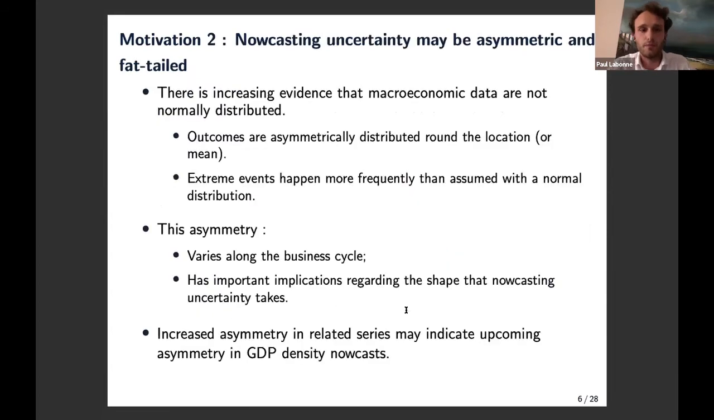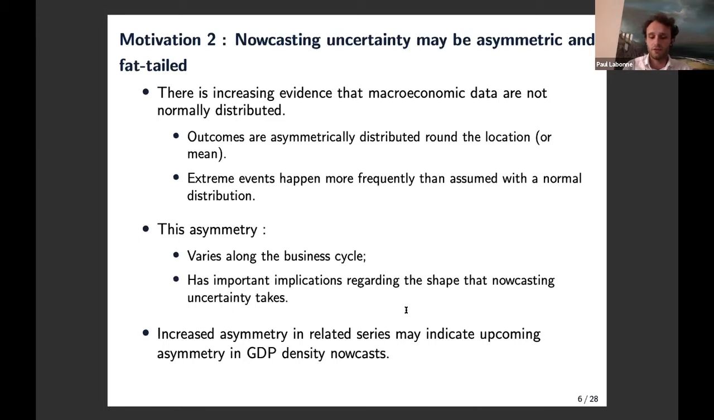The second motivation is that there is evidence that macroeconomic data are not normally distributed. This can be because the conditional distribution is asymmetric, or because there is a greater likelihood of extreme observations, so the conditional distribution is fat-tailed. And the asymmetry can also vary along the business cycle.